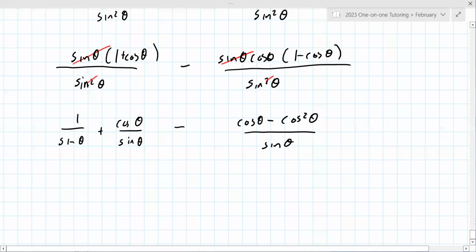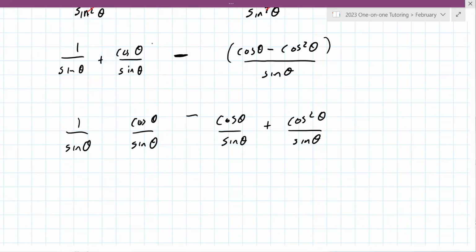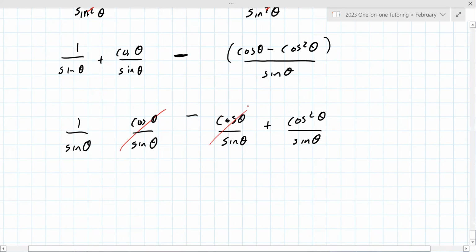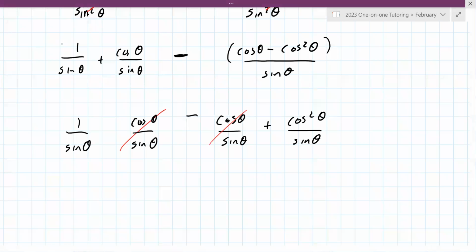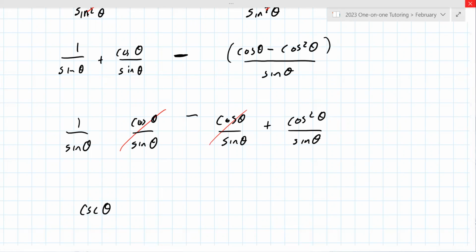And then I can divide each of these by sine theta. So this negative here, it's going to go to both. So it becomes minus cosine theta over sine theta plus cosine squared theta over sine theta like that. And then you can start bringing this other stuff down. So notice these middle ones cancel. And so you're left with 1 over sine theta. What is that? That's cosecant theta.